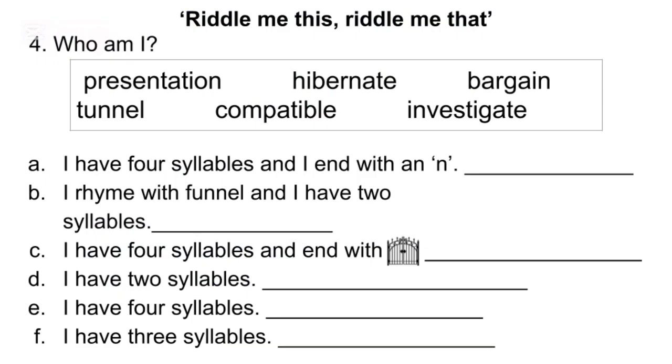Riddle me this, riddle me that. Who am I? Now for this activity, you are going to give your steppers riddles. This way, they can then find the correct word. So they have to read the sentence. I have 4 syllables and I end with an N. Then they have to look at the box and find a word that has the number of syllables but also ends with an N. And they write the correct answer.